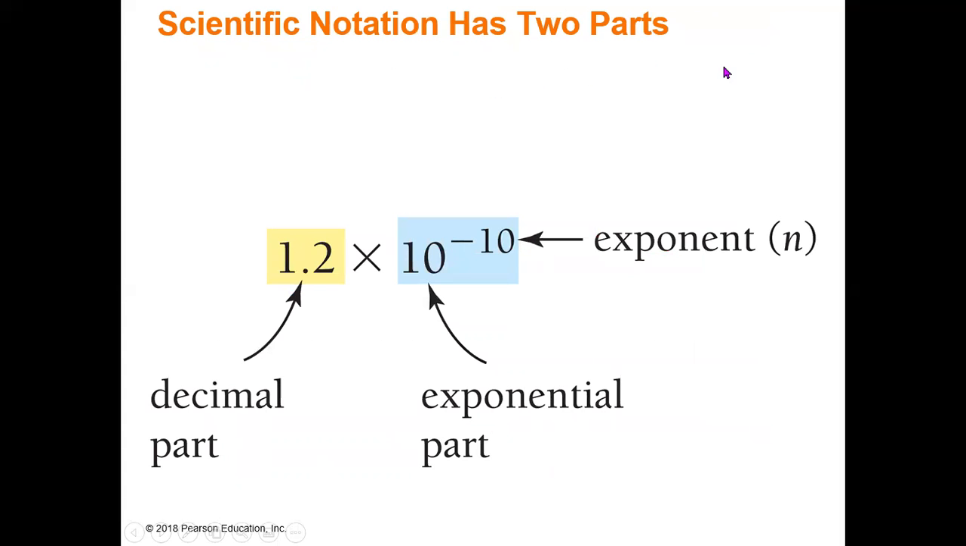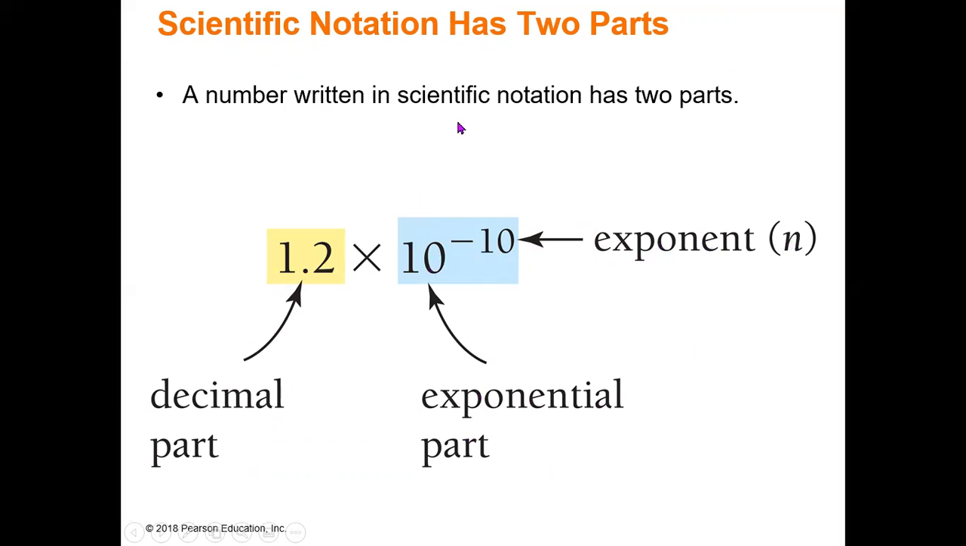Scientific notation has 2 parts. This is one example of scientific notation. The first is the decimal part, 1.2. The exponential part is 10 to the negative 10 in this example. And this negative 10 is called the exponent, sometimes called exponent n.